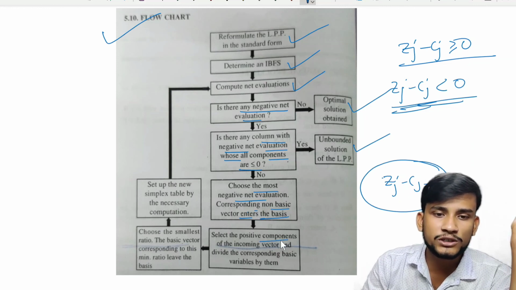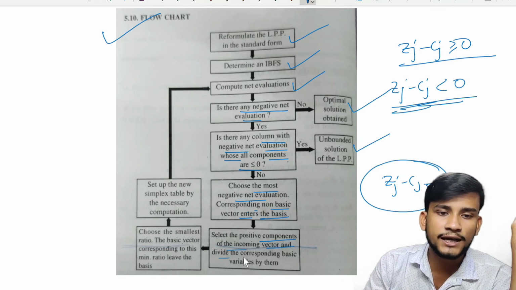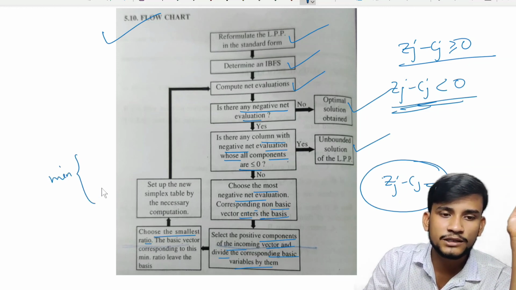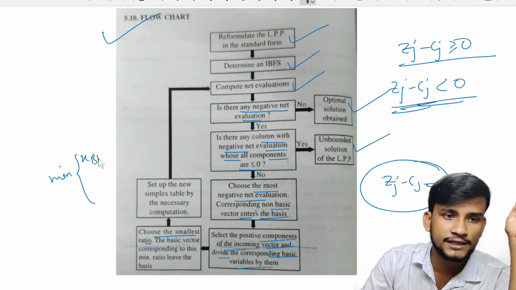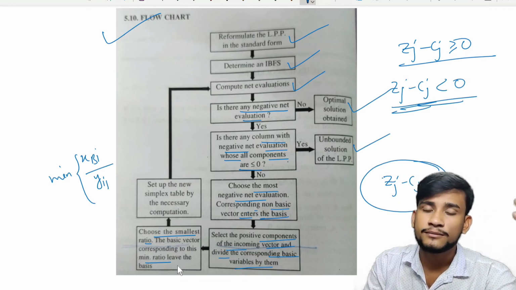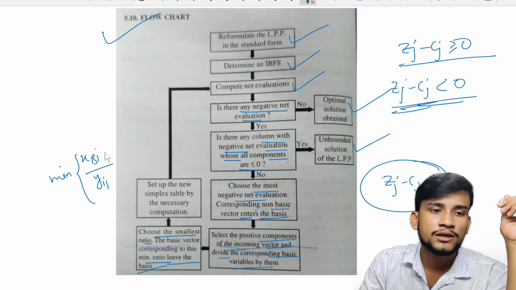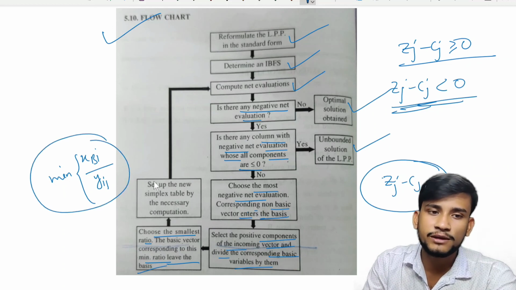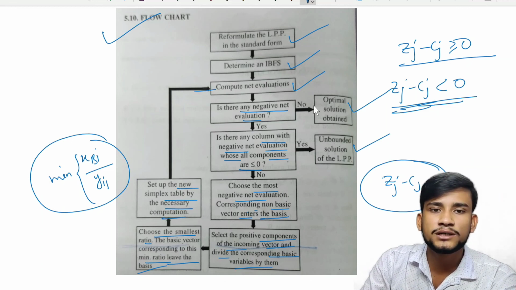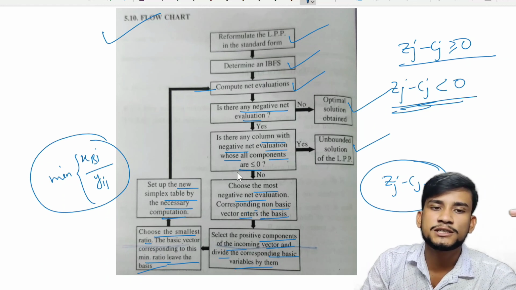Select the positive components of the incoming vector and divide the corresponding basis variable by them. Choose the smallest ratio, that is the minimum of the ratios xBi by yij for the corresponding vectors, to leave the basis. The vector for which this is minimum leaves the basis. Set up the new simplex table, do the necessary computation, and compute the net evaluation. Then this process is followed again.